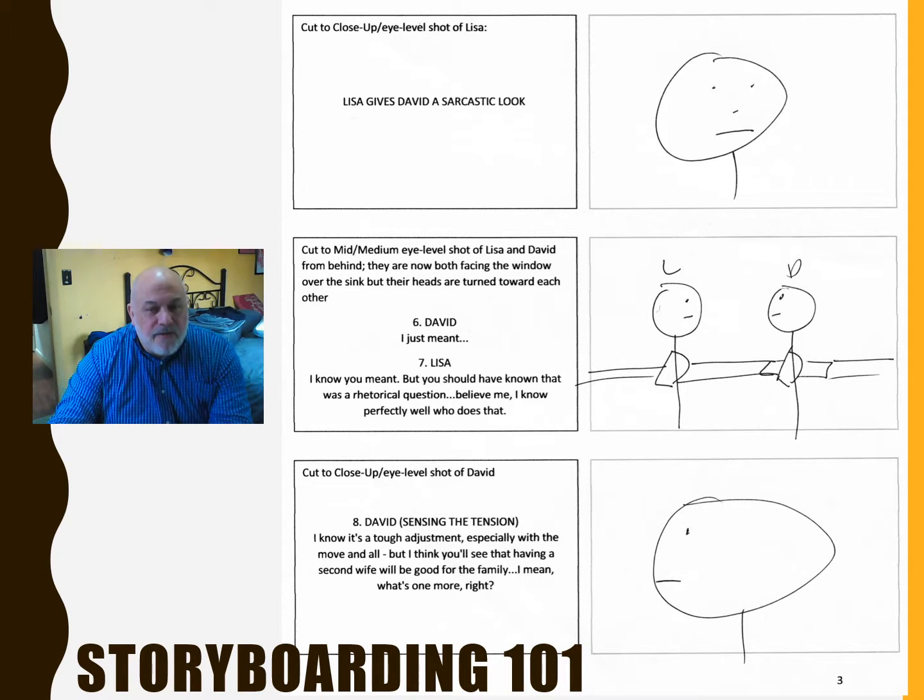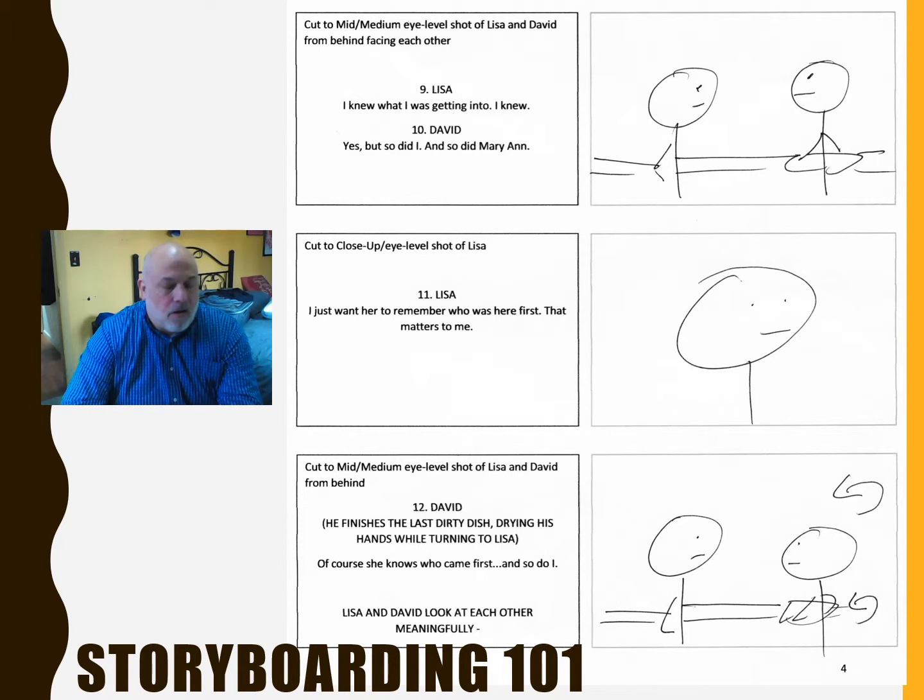And so here they're looking at each other because what they're really talking about, right, is this new person in their lives who also is changing things. So the last shot on this page is a close-up eye-level shot of David, sensing the tension from Lisa. So I want to make sure we get him a nice close-up while he's talking to her. And you'll note that in the dialogue, he's saying, "I mean, what's one more," right? Meaning we can expand our family and we can get along.